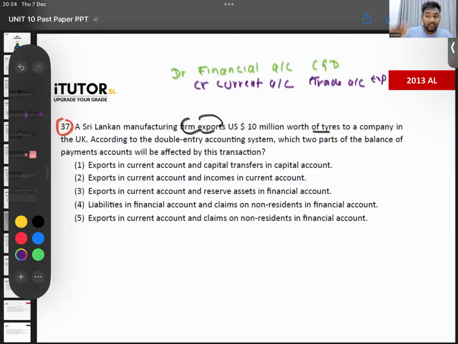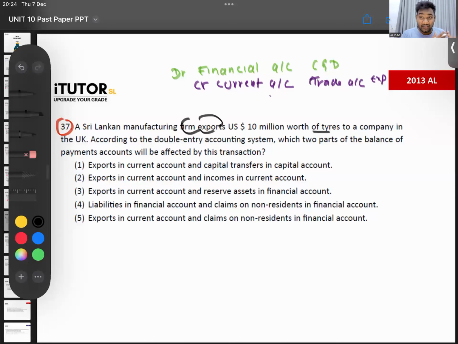If money is flowing into your country, then debit, financial account, currency and deposits. Money flowing out is credit. So, exports in the current account. Money is flowing in, so our exports are credited, and the financial account is debited.